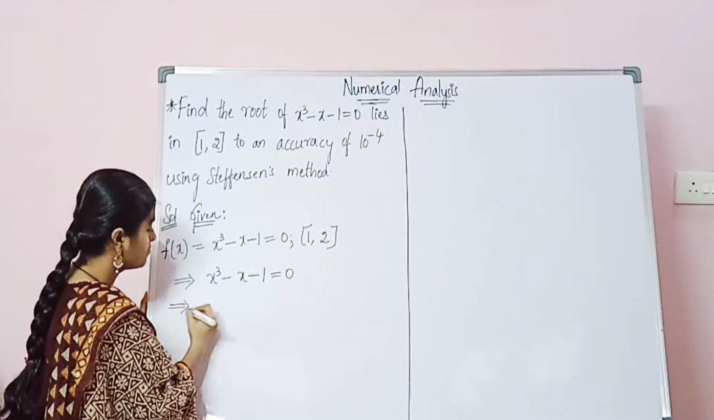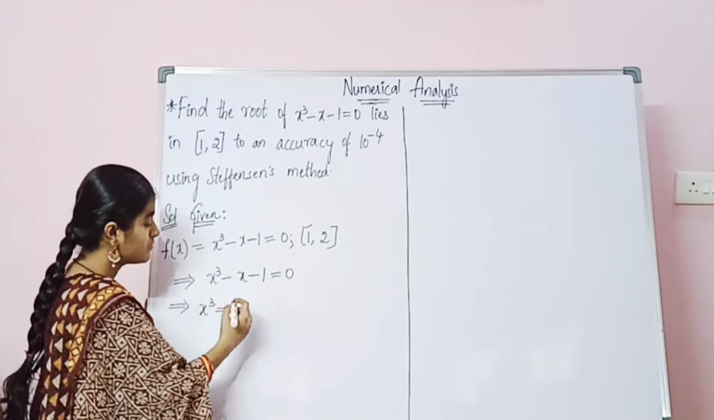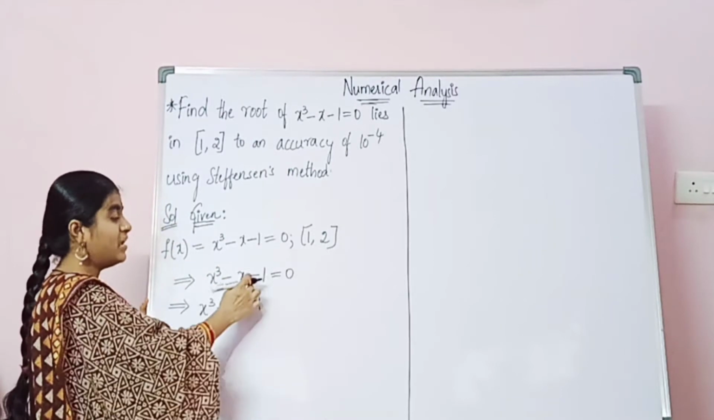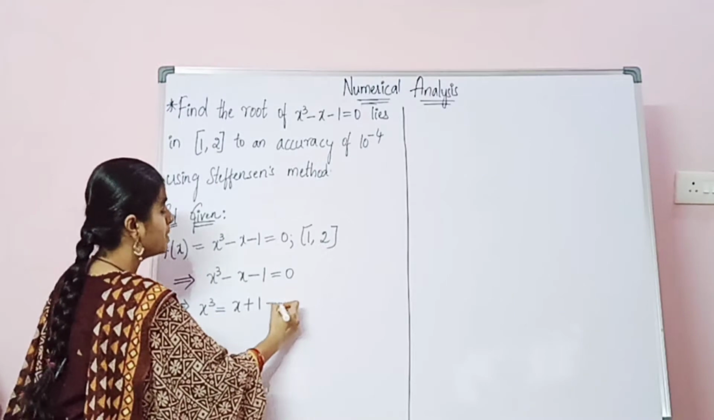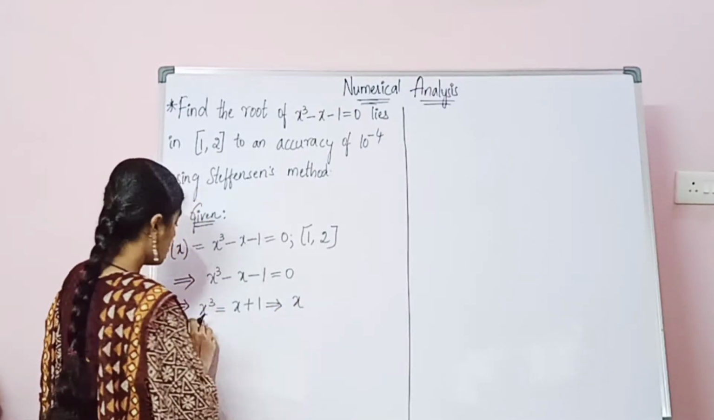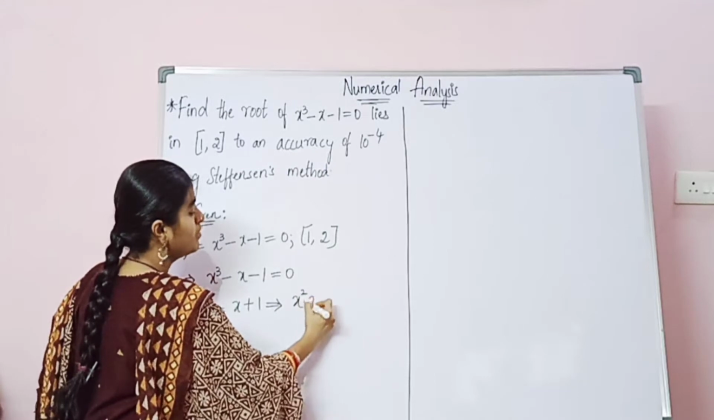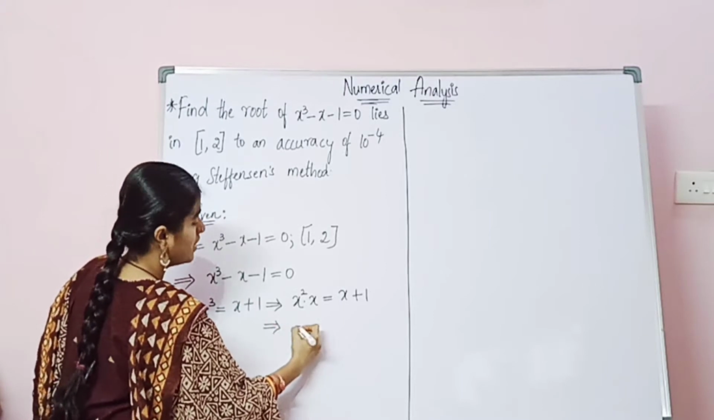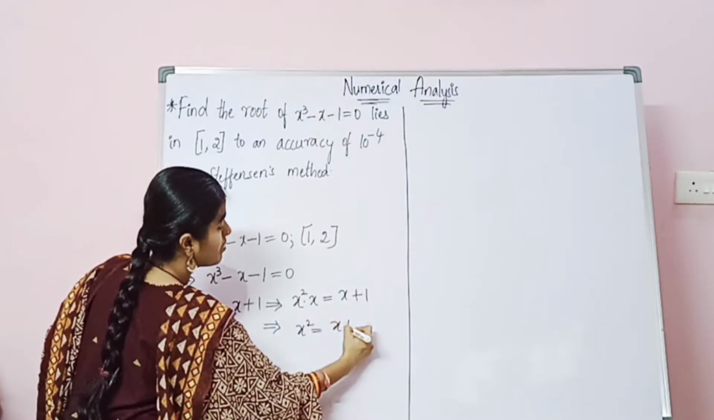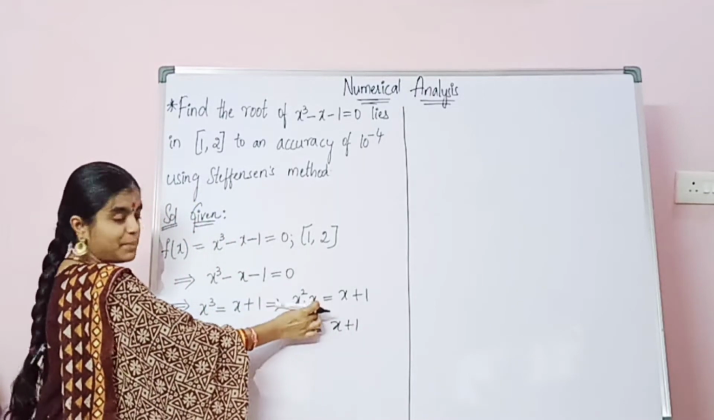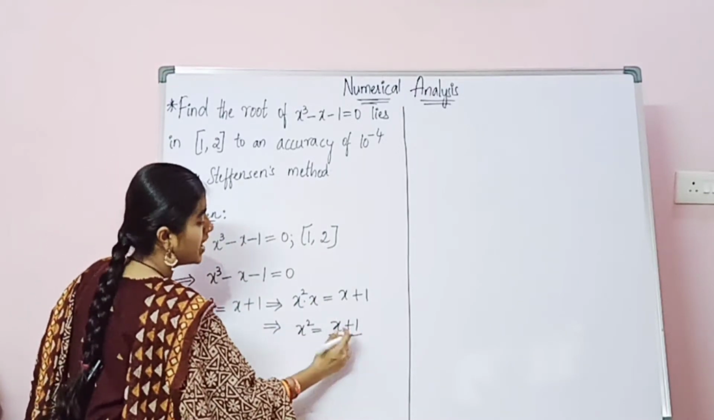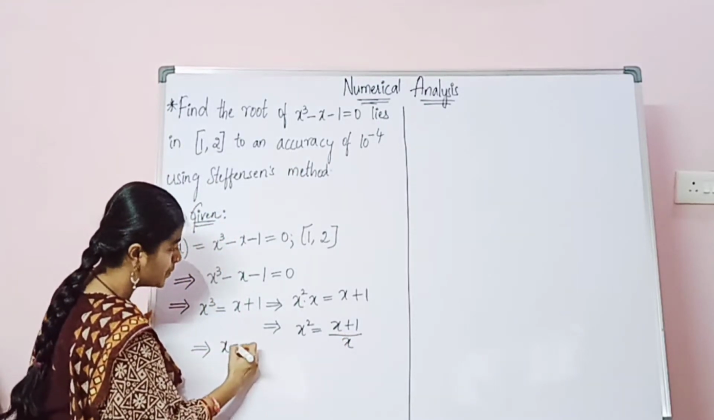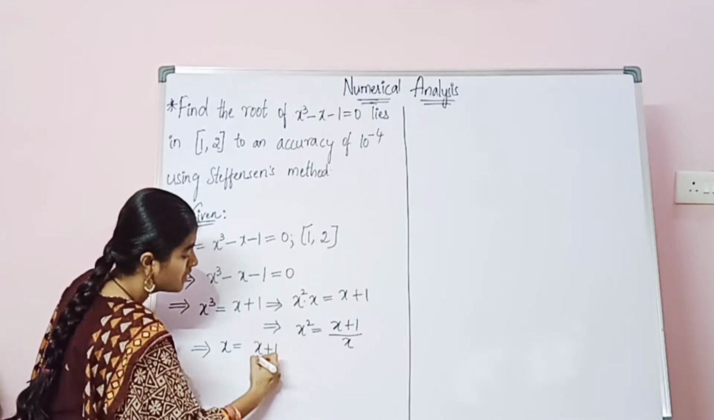So x cube equals x plus 1. The minus x goes to the other side and becomes plus x, and minus 1 becomes plus 1. So x cube can be written as x square into x, which equals x plus 1. Now x square equals x plus 1 by x, so x equals the square root of x plus 1 by x.